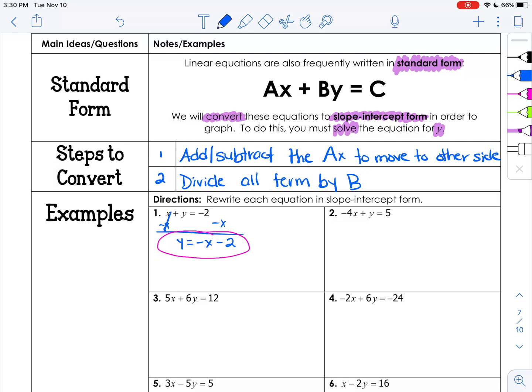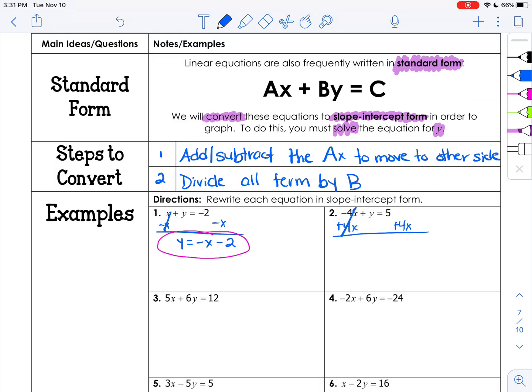Number 2, negative 4x plus y equals 5. So again, we're going to start by moving our ax term to the right. In order to move negative 4x, we need to add 4x to both sides. Notice how I am not placing the plus 4x underneath the 5 because again, I can't add those two. Negative 4x plus 4x equals 0, so that'll cancel out.